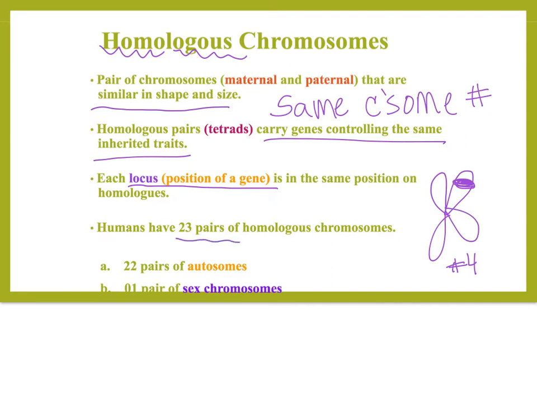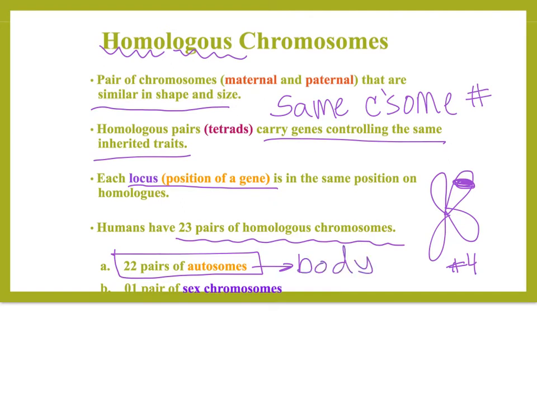As we know, we've got 23 pairs of chromosomes. We have 22 pairs of autosomes. These are your body cells. And then we have 1 pair of your sex chromosomes. This is your X and your Y, or your double X.